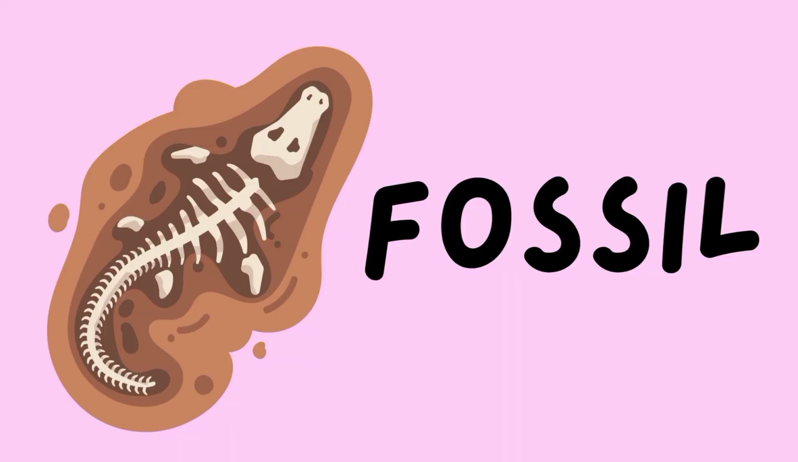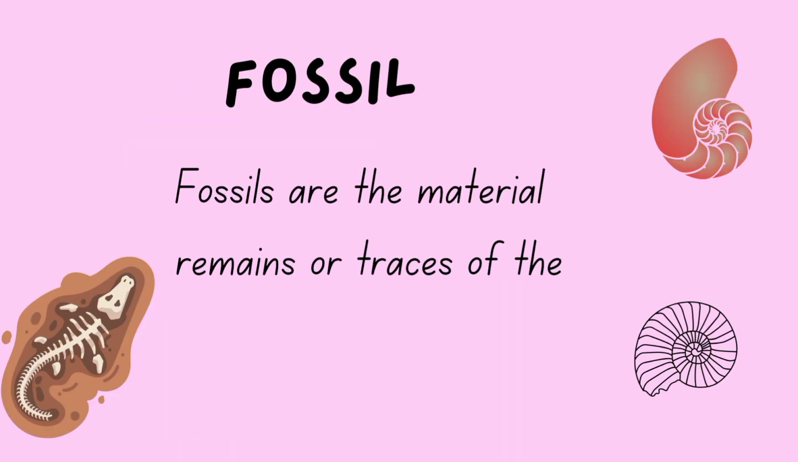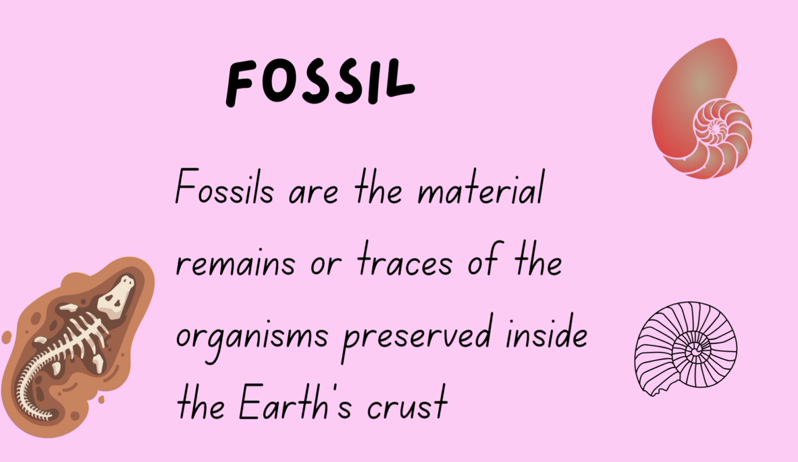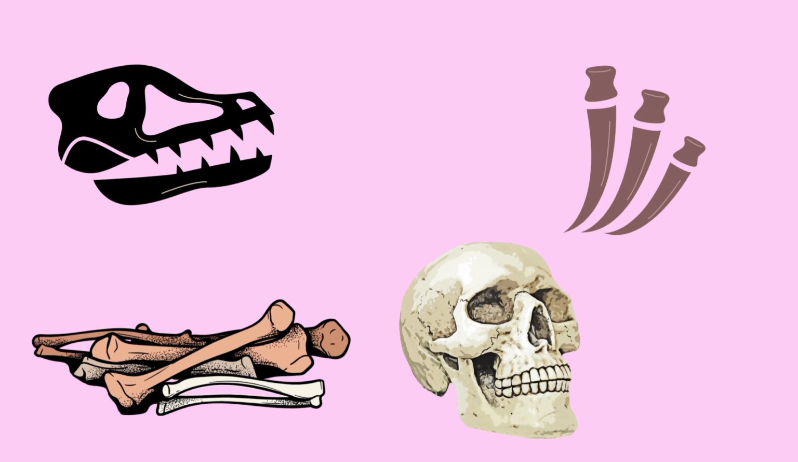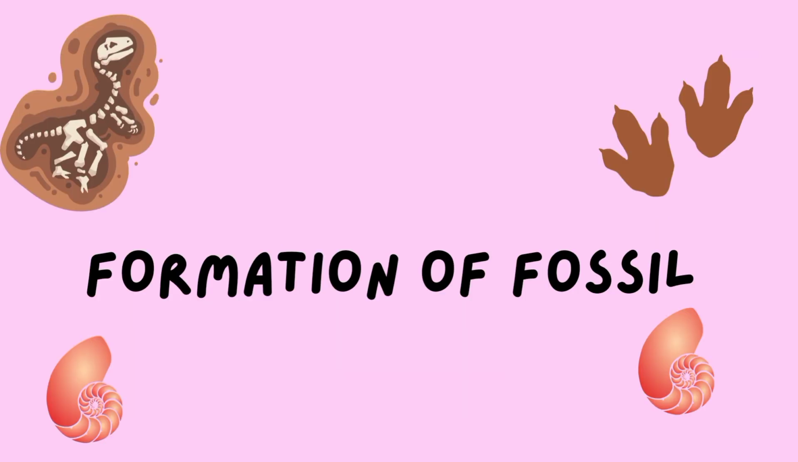So let's begin with the evidence provided by fossils. Fossils are the material remains or traces of the organisms preserved inside the Earth's crust. The material remains include bones, teeth, shells, etc. The traces of the organism include footprints and burrows. Let us first try to understand how fossils are formed.